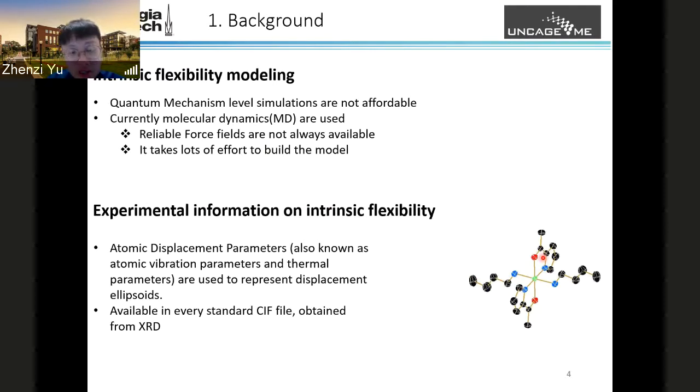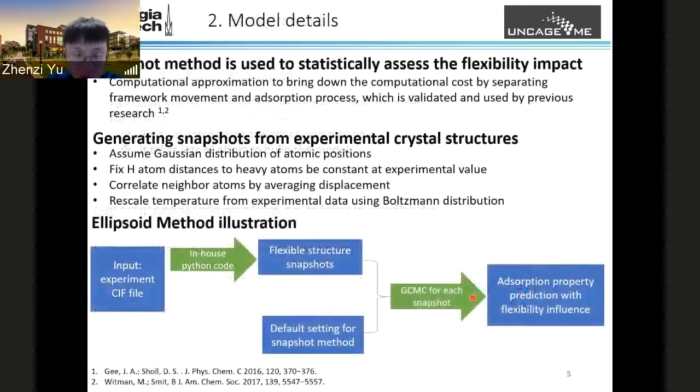So what is available in experimental intrinsic flexibility? Actually, there are parameters named atomic displacement parameters, also known as atomic vibration parameters and thermal parameters, which are used to represent displacement ellipsoids. The displacement ellipsoid is the description of how an atom vibrates around its equilibrium state. This type of parameter is available in standard CIF files and is obtained from XRD techniques. Based on that piece of information from experiment, we are trying to build a model.